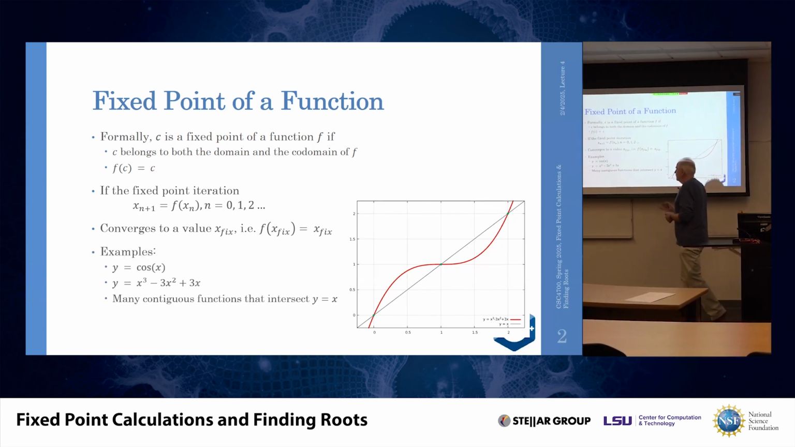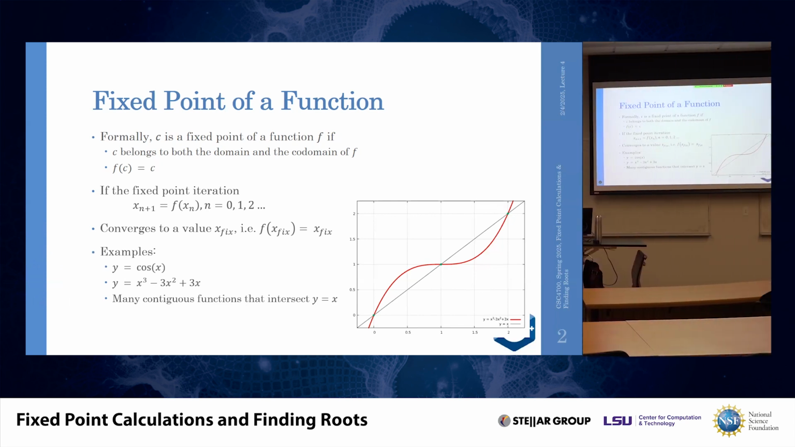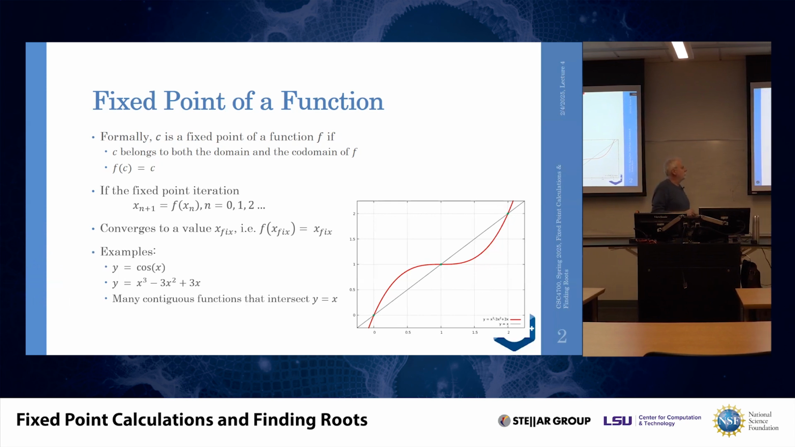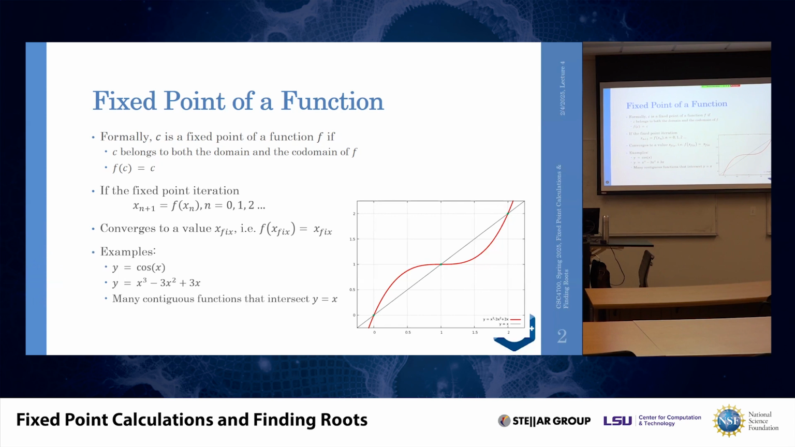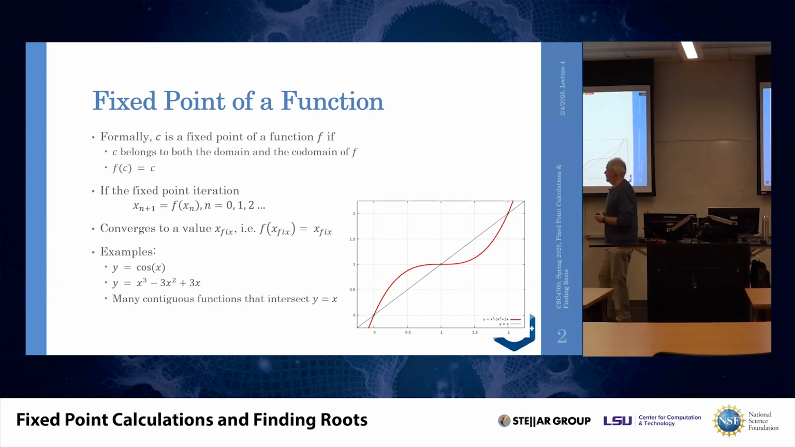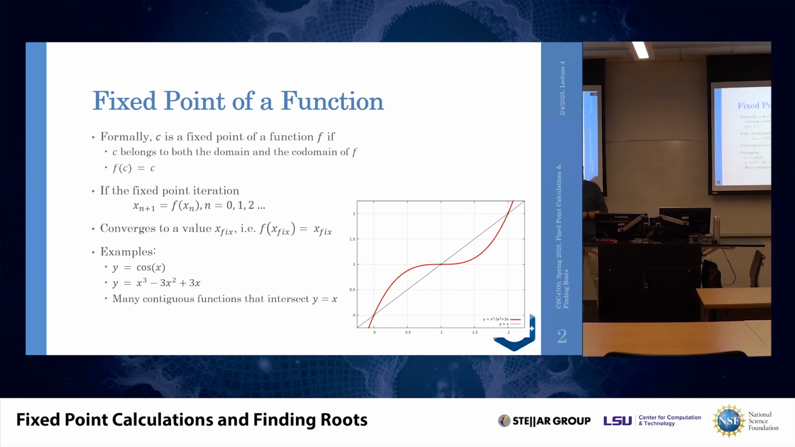There are some examples. For instance, cosine, which I already mentioned. Cosine is probably the most well-known one. Another is a polynomial, just for the sake of it. There are many continuous functions that intersect the y equals x function and have a fixed point there.